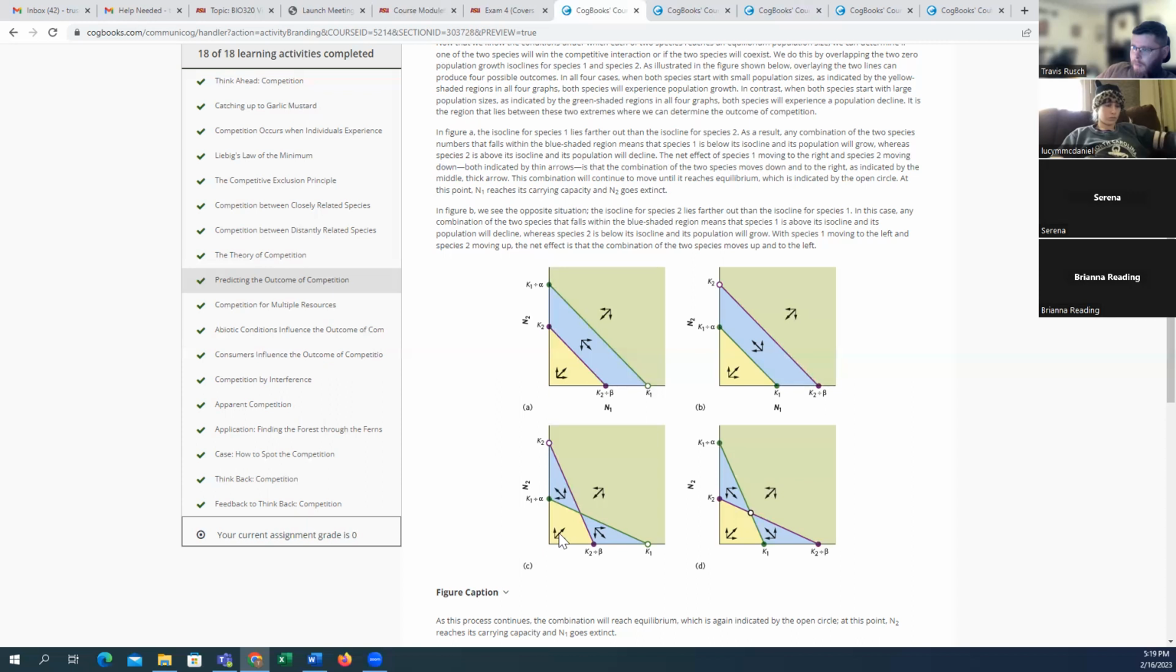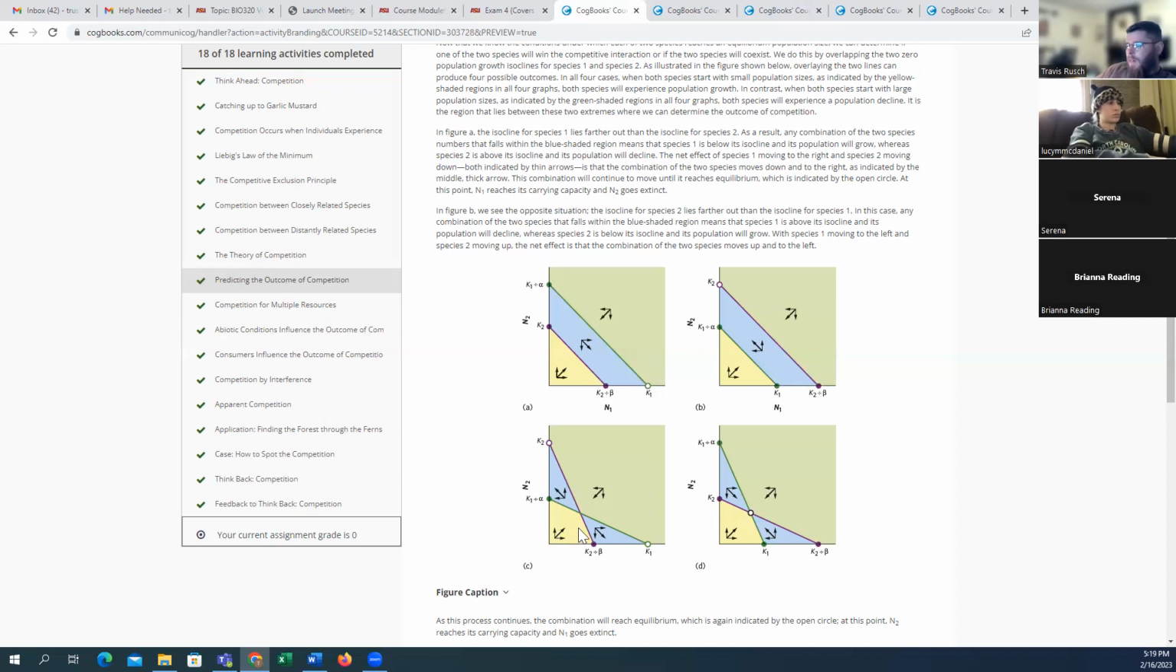If we start in the bottom left, it's telling us that we're below both isoclines, below both carrying capacities. Both populations have room to grow. So that's why you have this bottom arrow going to the right for population 1, that can increase in number. And here population 2 can also increase in number. So both populations grow. We're not going to go straight up or straight right, we're going to go on some type of middle angle trajectory.